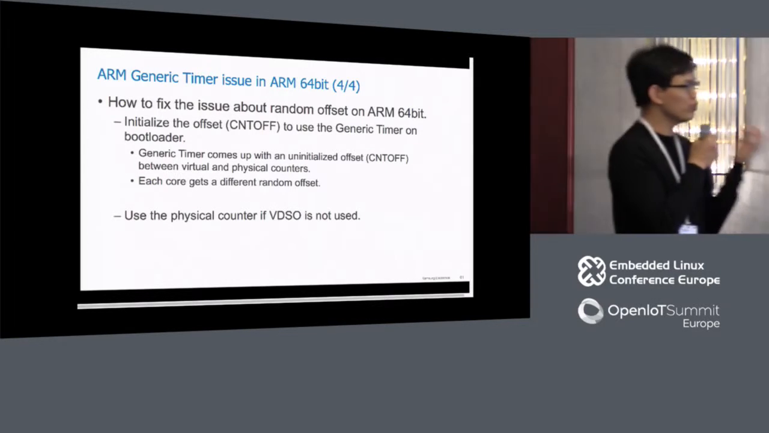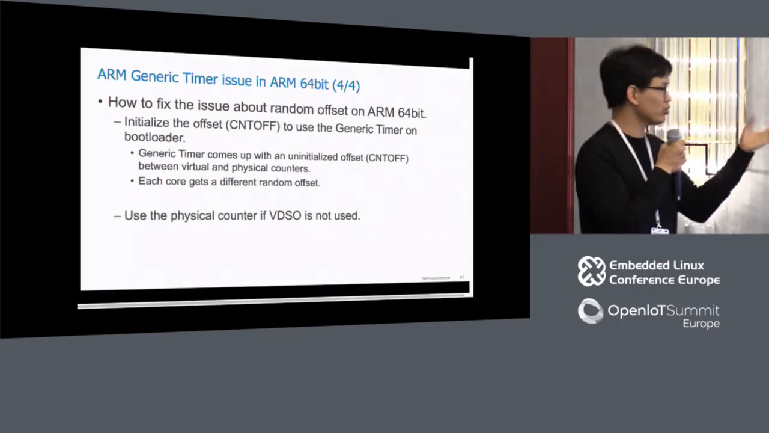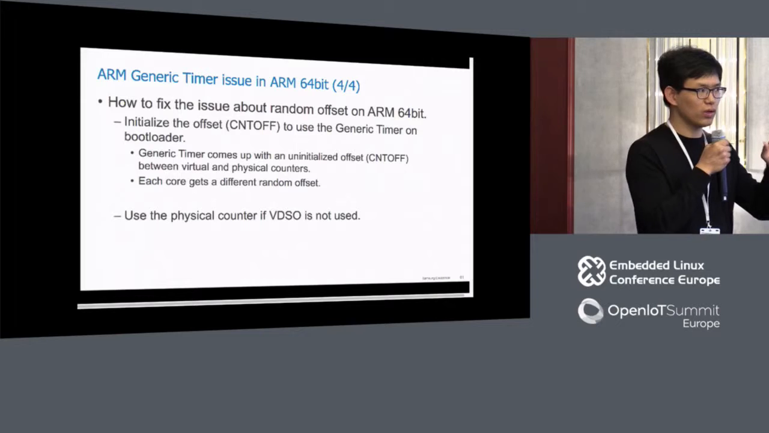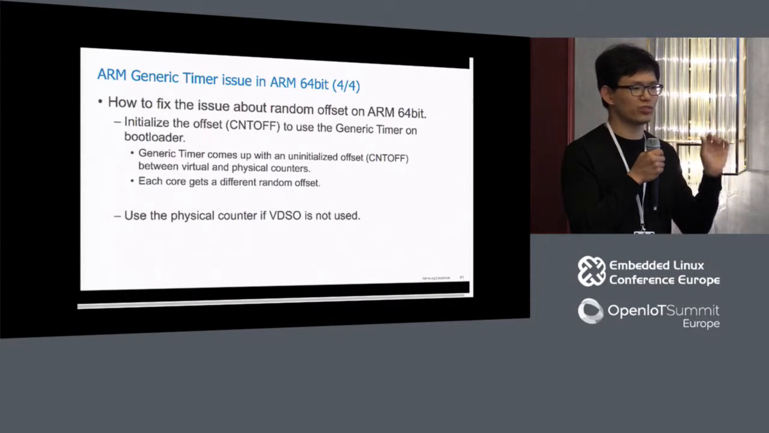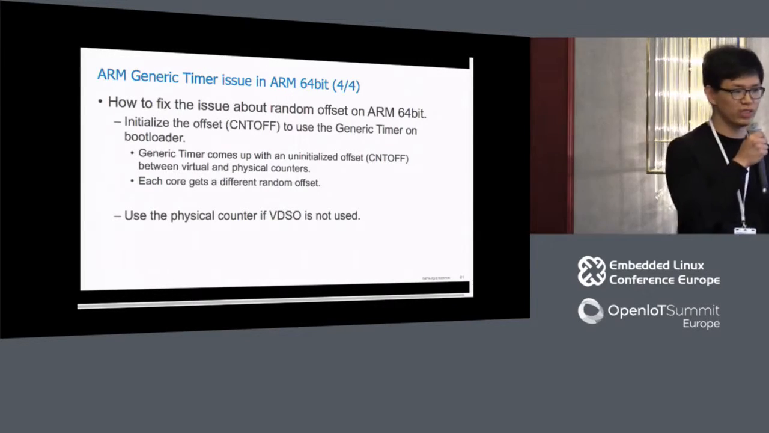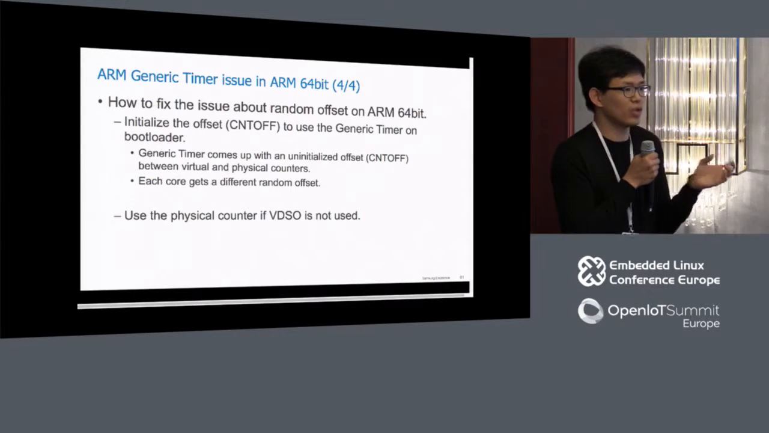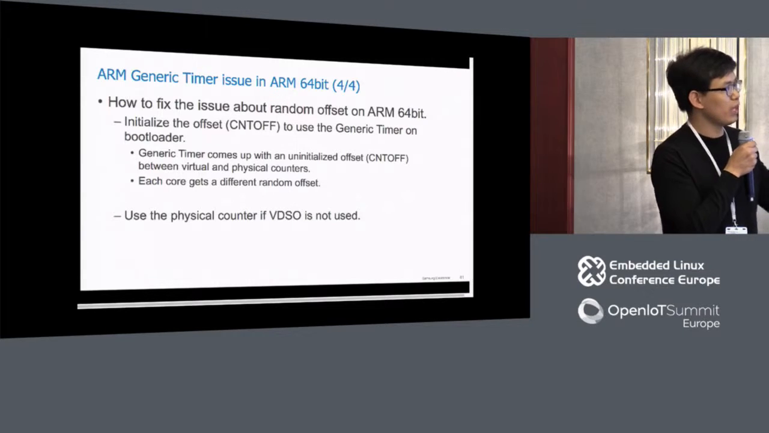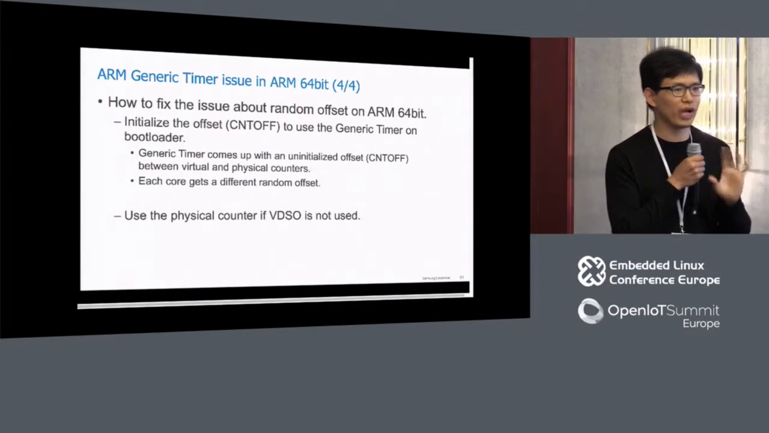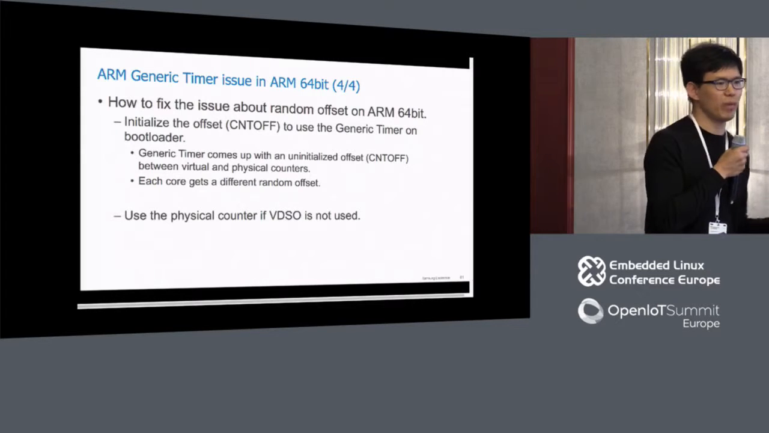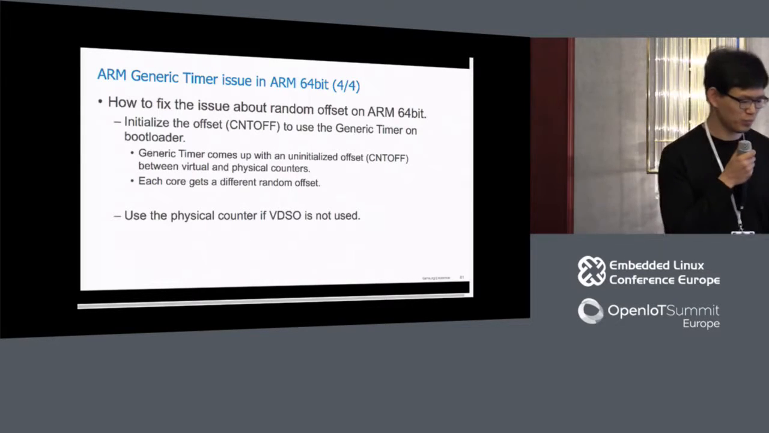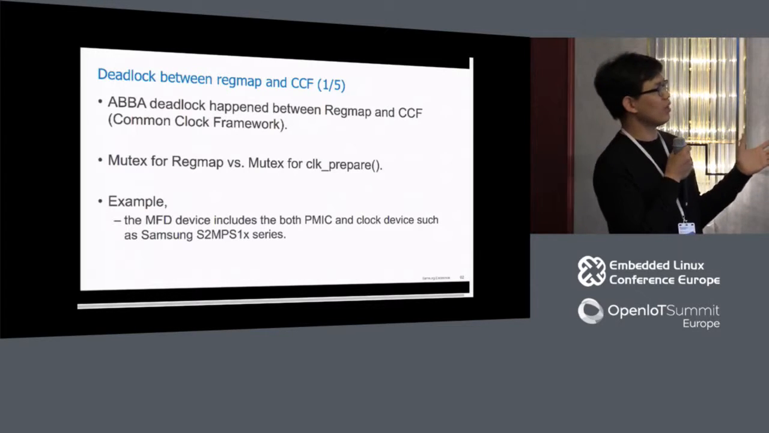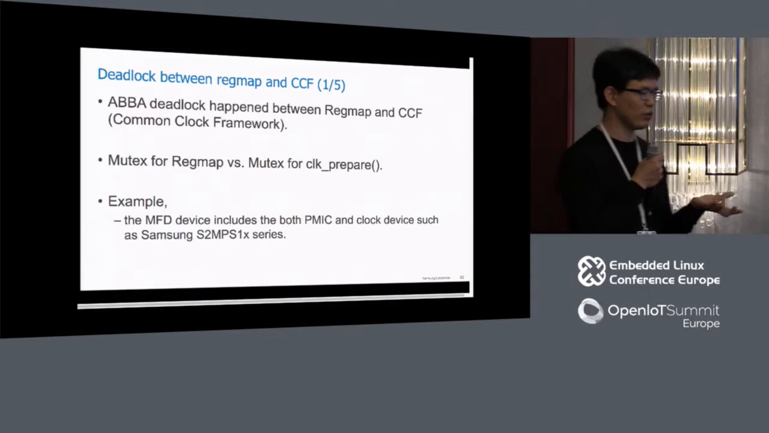But in our project, we do not use the VDSO, so we just use the physical counter. But in the mainline kernel, we cannot use the physical counter because some patches removed the physical counter usage. So we just need to add some code. Maybe on other hardware, this issue may be met.